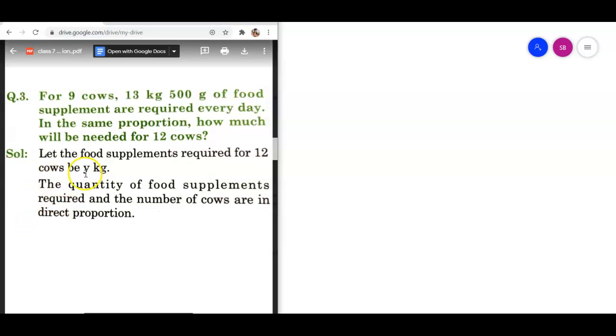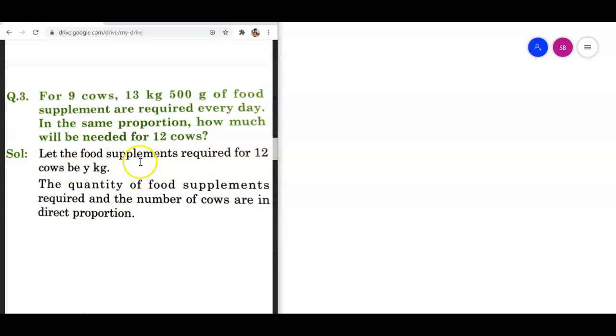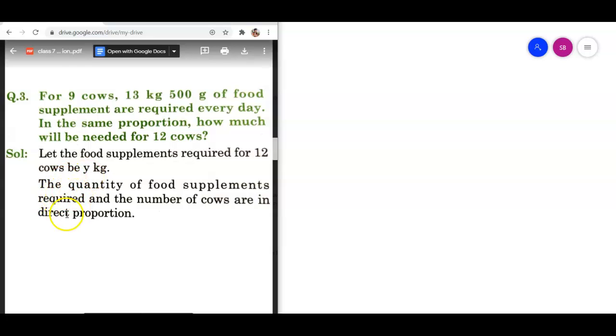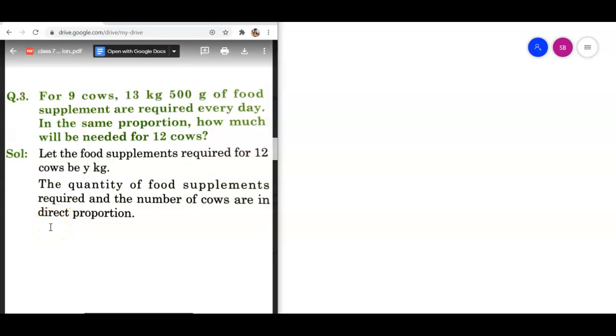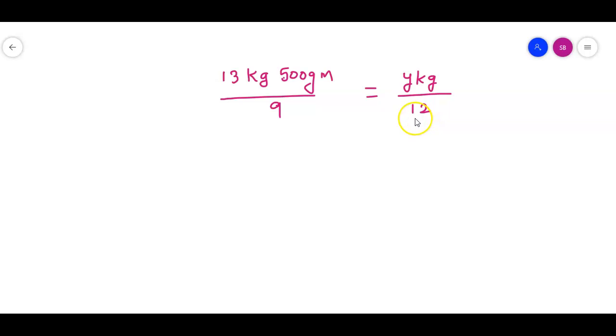These two lines are very important for you all to write. First line, let the food supplement required for 12 cows be y kg, and the second line, you have to mention whether it is in direct proportion or inverse proportion. So this we did. Now let us start with our answer. First, 13 kg 500 gram is given to us for 9 cows, and y kg we don't know for 12 cows, which we have to find out.